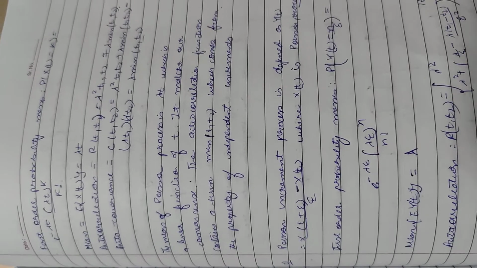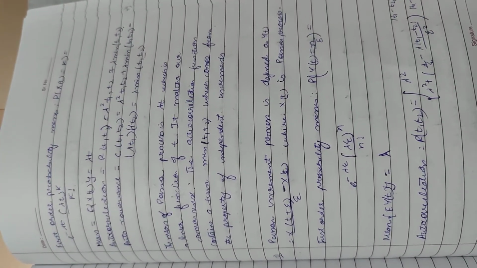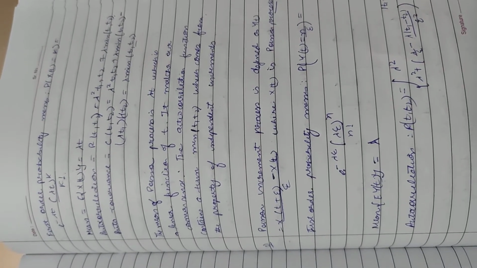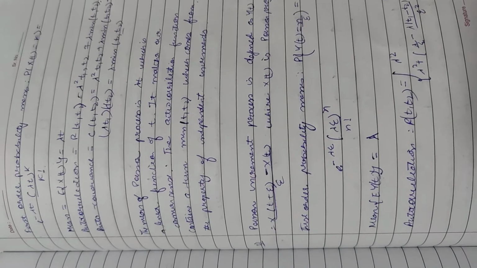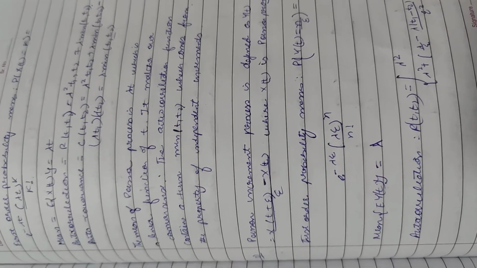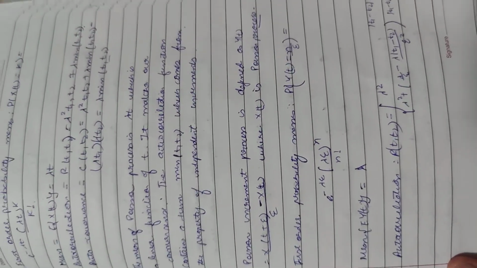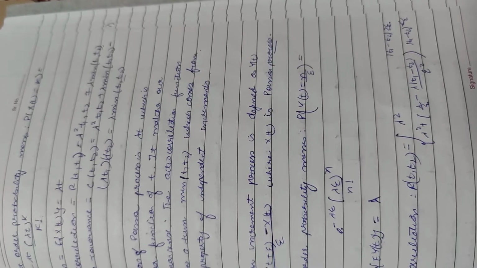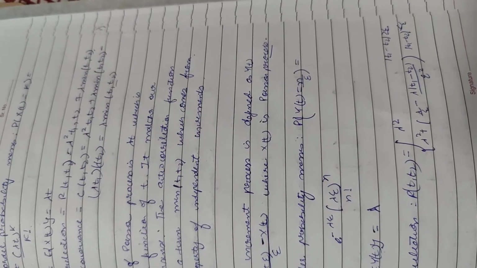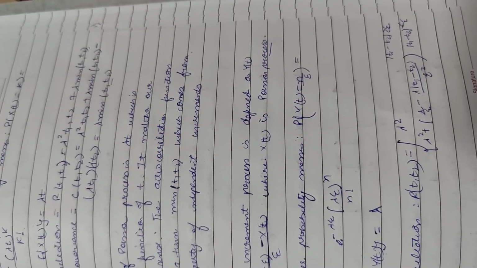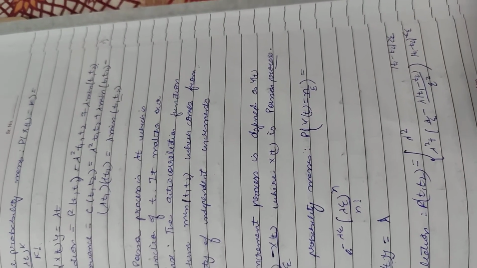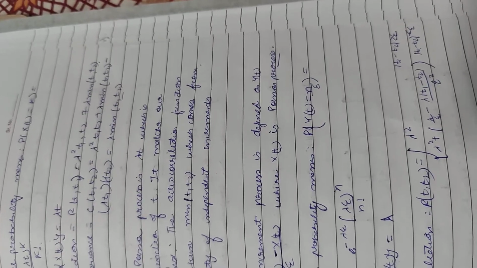Second part we have to explain is Poisson increment process, which is defined as (x of t plus epsilon minus x of t) by epsilon, where x of t is Poisson process. First order probability is e power minus lambda epsilon into (lambda epsilon) power n by n factorial. So mean we will be getting as lambda. Autocorrelation function is lambda square where mod of t1 minus t2 is greater than or equal to epsilon, and lambda square plus lambda by epsilon minus lambda mod of t1 minus t2 by epsilon square in the condition mod t1 minus t2 less than epsilon.